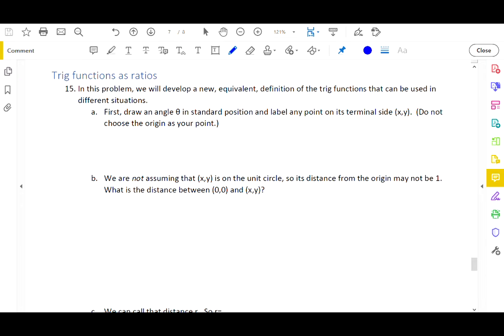So first, draw an angle in standard position and label any point on its terminal side XY. So we're calling this angle theta, labeling a point XY. That point cannot be the origin. Now, that point also does not need to be on the unit circle. So its distance from the origin may not be 1.